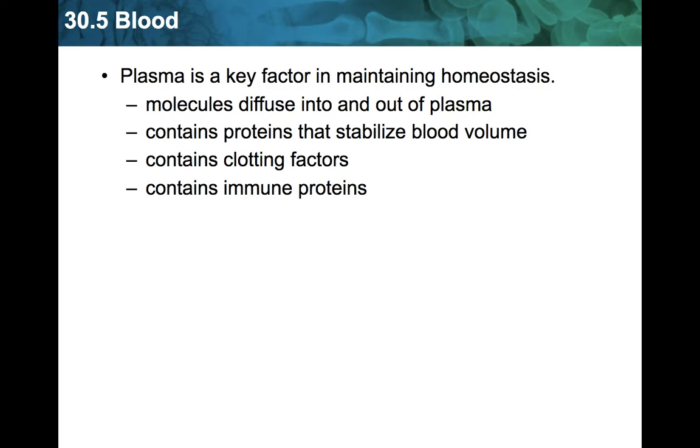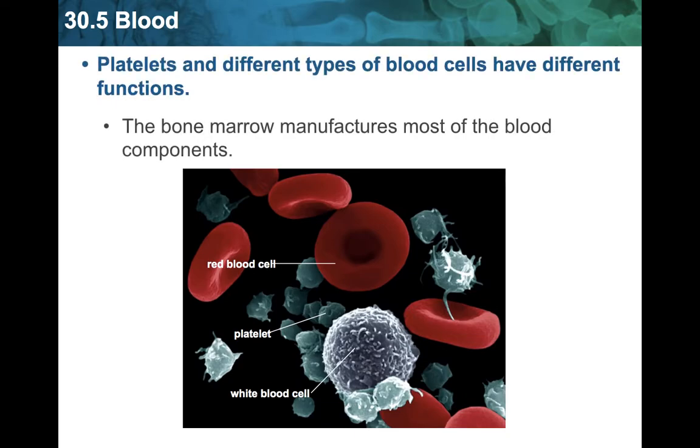Plasma is a key factor in maintaining homeostasis. So the molecules diffuse into and out of plasma. They contain proteins, lots of proteins, that stabilize blood volume. They contain clotting factors, and they contain immune proteins. So basically your plasma contains lots of different types of proteins.